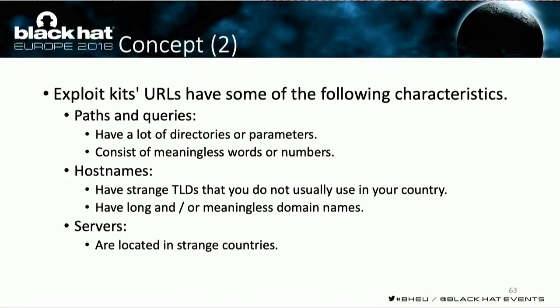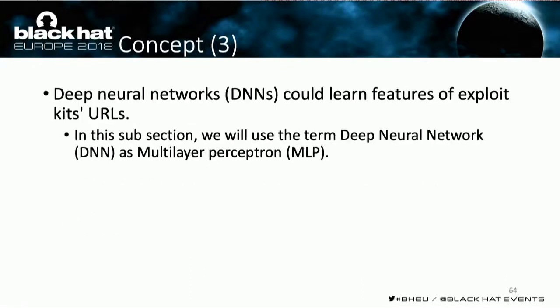Typical exploit kit URLs have these characteristics. Paths and queries have a lot of directories or parameters. They also consist of meaningless words or numbers. Host names in the URLs have strange TLDs that you don't usually use in your country. They also have long and meaningless domain names. Servers are also located in strange countries. We thought that deep neural networks could learn features of those URLs. In this subsection, we use the term deep neural network as multi-layer perceptron.